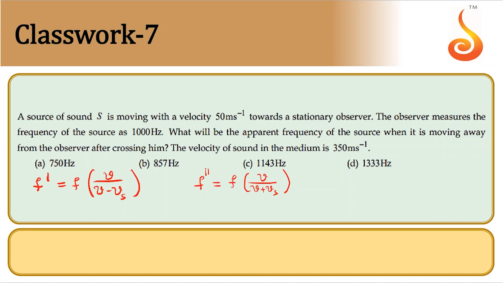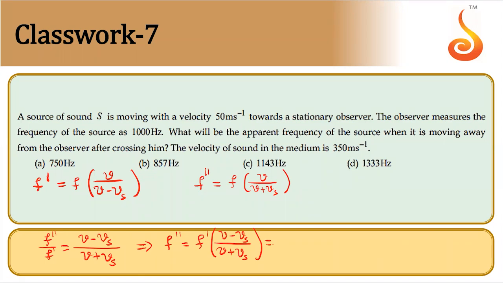So divide the two. What do we get? f double dash by f is equal to, f gets cancelled, v gets cancelled, v minus vs in the numerator, v plus vs in the denominator, which implies f double dash equals f dash into v minus vs divided by v plus vs.